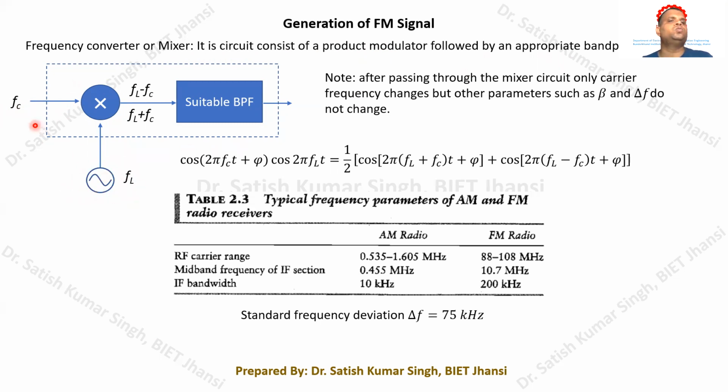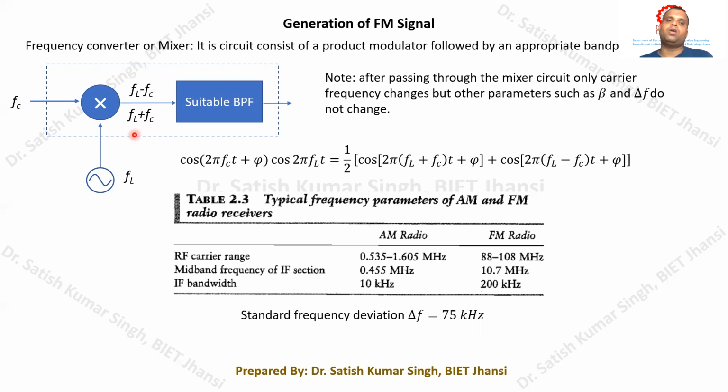After giving these two carriers, when they are passed through the product modulator, we get two cosine functions of two different frequencies, fL minus fc and fL plus fc. I'm writing this assuming that fL is greater than fc. If fc is greater than fL, you can write the frequency components as fc minus fL and fc plus fL. These are the two frequency components at the output of the product modulator.